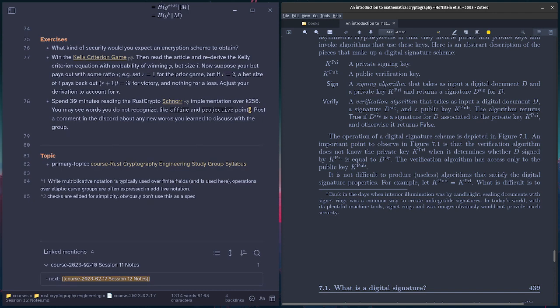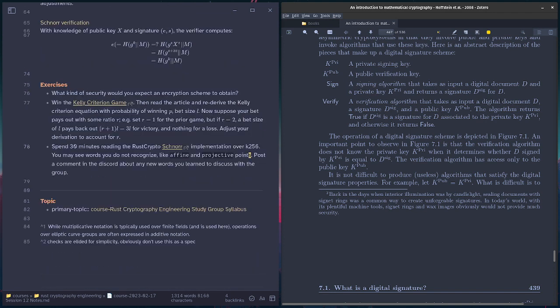Let's see, anything else? There are 3 exercises assigned for this week. The most interesting exercise is going to be playing the Kelly criterion game and rederiving this theorem for yourself. The Kelly criterion game is a betting game and is another good example of an interesting problem in probability theory that's illuminating to solve and gives some good practice. Finally, there is a bit of homework in reading over the Rust crypto standard K256 implementation.